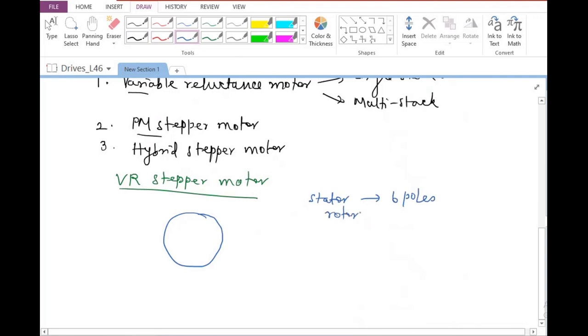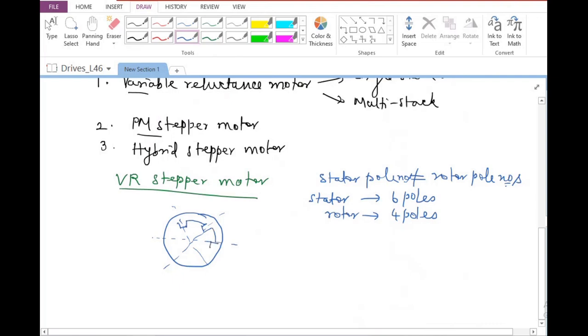rotor has 4 poles. Always in the variable reluctance stepper motor, especially single stack, the stator pole and rotor pole numbers will not be equal to each other. So let me say that I'm going to have 2 poles along this, 2 more poles along this, and 2 more poles along this. So I'm going to draw it like this. Let us say I have 1 pole here, and I have to show 1 more pole here.